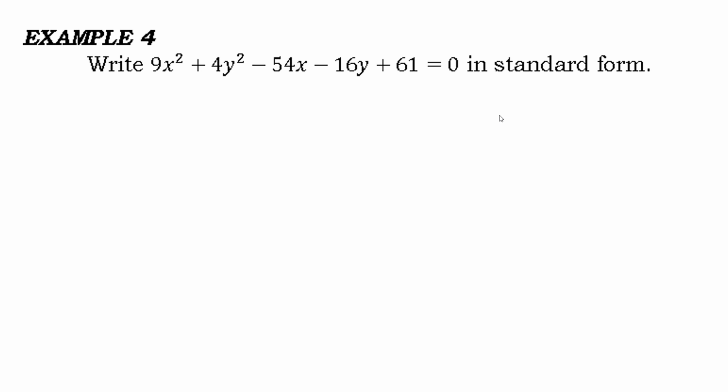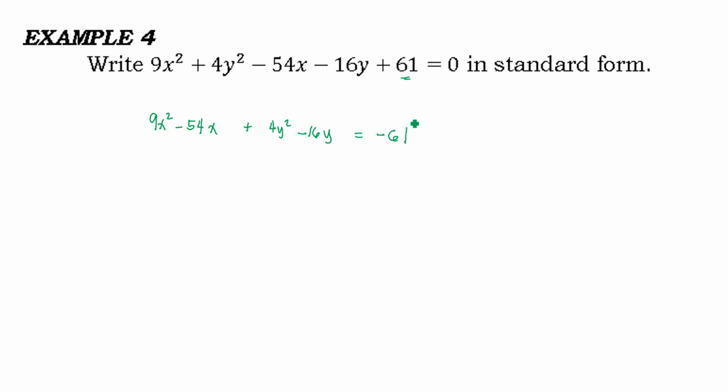Now, for our solution, okay, ganito lang ang gagawin natin. First, let's rewrite the left side of the equation na magkatabi yung the same or they have common variable. So, here, we have 9x squared minus 54x plus 4y squared minus 16y. Tsaka, itong constant term natin, ilipat natin siya sa right side. So, that equals negative 61.